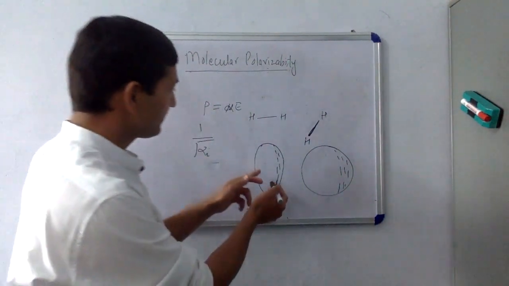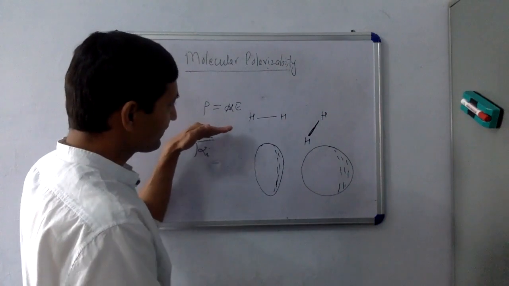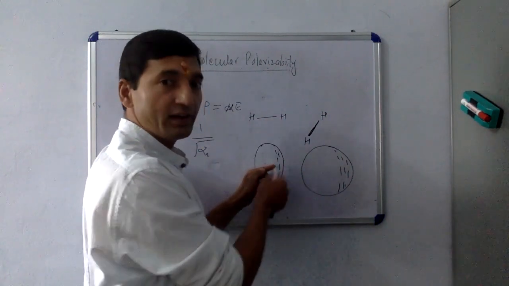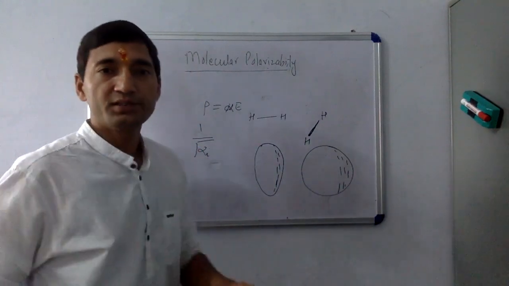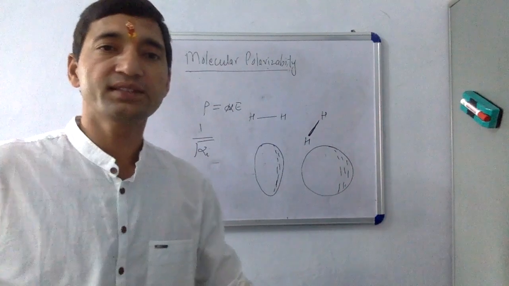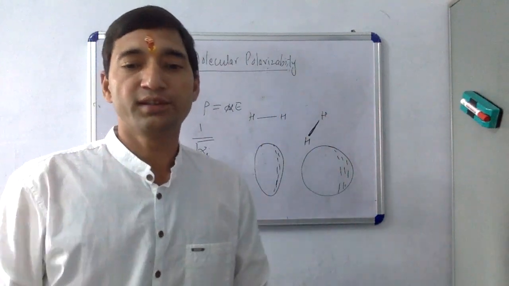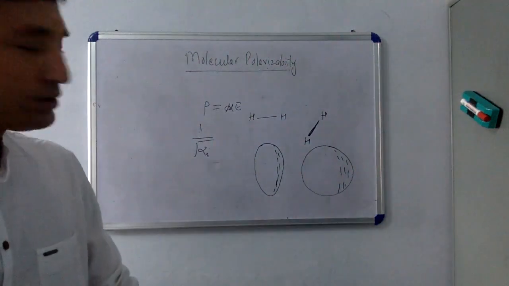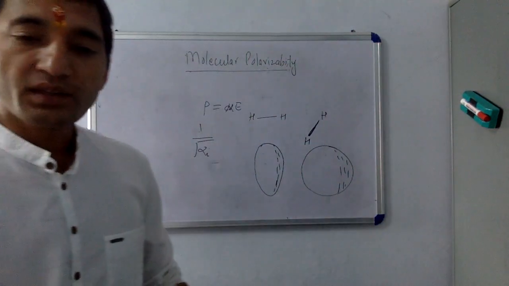It means that from here it is very clear that if I am applying the field along this direction, then I have this 1 upon the square root of alpha very small, so the total polarizability will be higher in this case. If the polarizability is higher, it means the induced dipole moment value is higher.